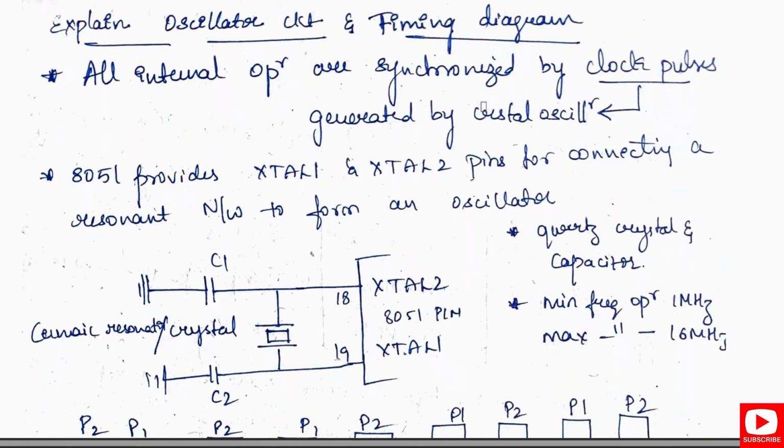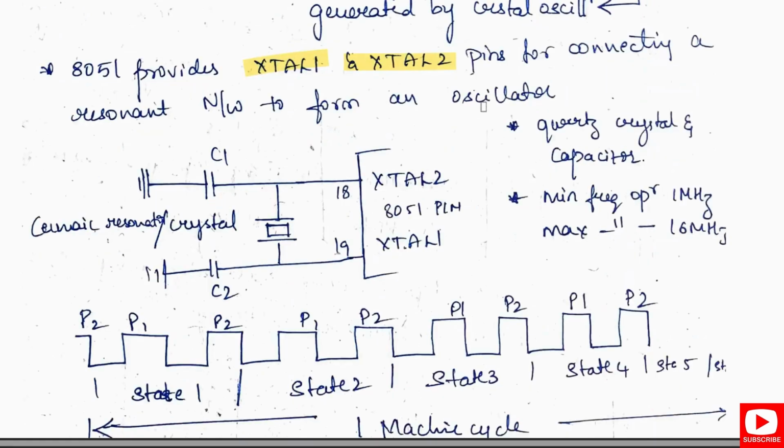Next is the oscillator circuit and timing diagram. All the internal operations are synchronized by the clock pulses generated by the crystal oscillator. The 8051 provides XTAL1 and XTAL2 pins for connecting a resonant network to form an oscillator. A quartz crystal and capacitors are used. The minimum frequency of operation is 1 MHz and the maximum is 16 MHz. You can observe our 8051 microcontroller pins XTAL2 and XTAL1, with C1 and C2, pins 18 and 19, and a ceramic resonator or the crystal.